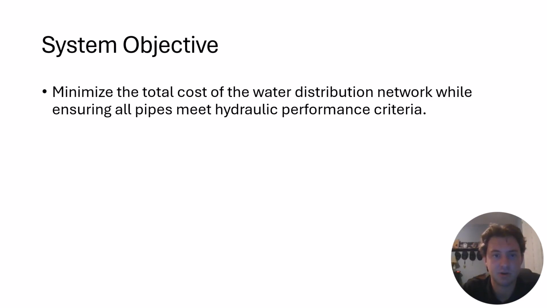While cost is the primary goal, the system must also meet strict hydraulic standards, including limits on flow velocity and head loss, to ensure that water can be reliably delivered throughout the development. The model uses Excel Solver to select pipe options that result in the lowest total cost, while still satisfying all technical and regulatory requirements.